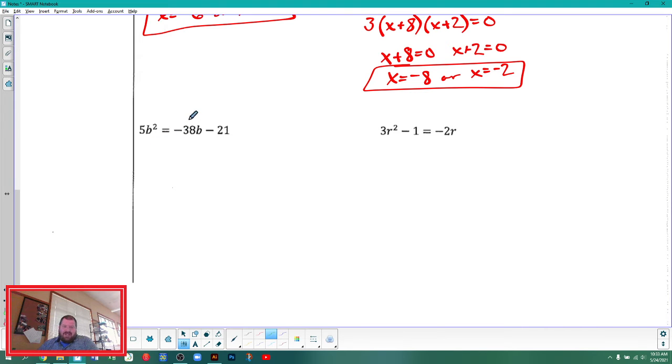For this one, I'm going to add the 38b to both sides and add 21 to both sides. So I get 5b squared plus 38b plus 21 is equal to 0. I don't have any common factors here, so I'm going to have to do the hard work. 5 times 21 is 105. So I want them to multiply to 105 and add up to 38.